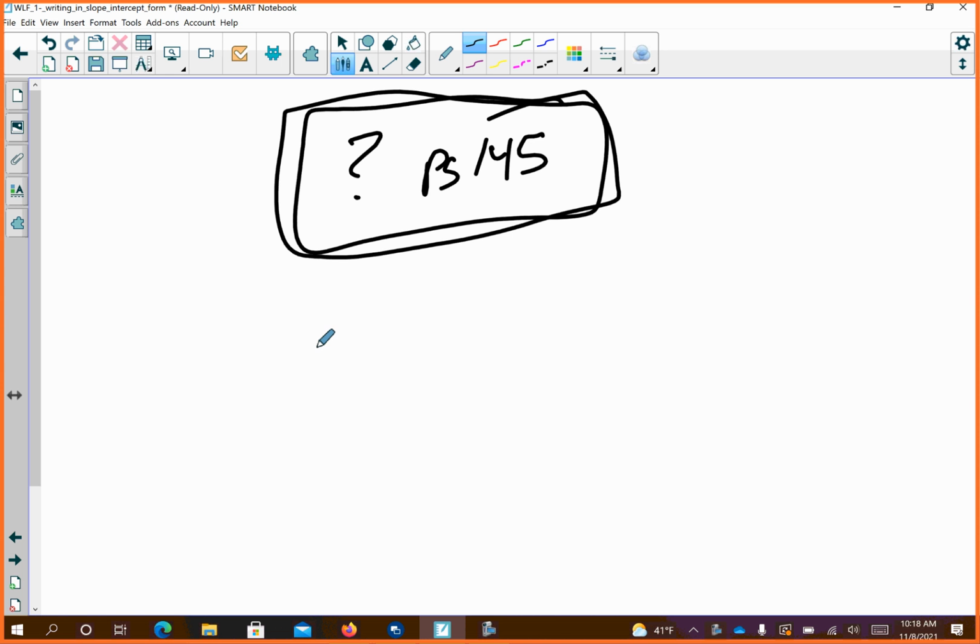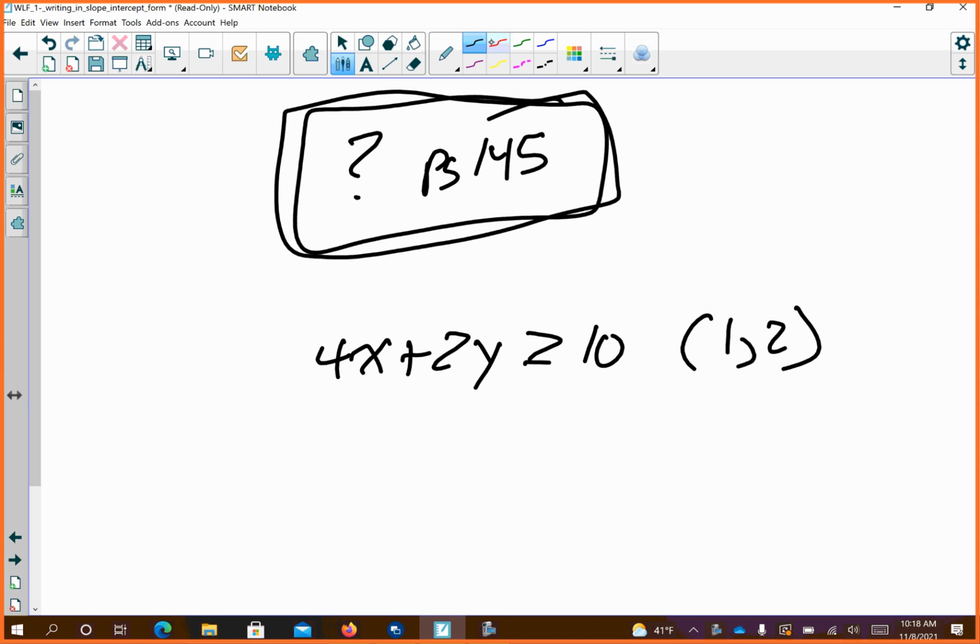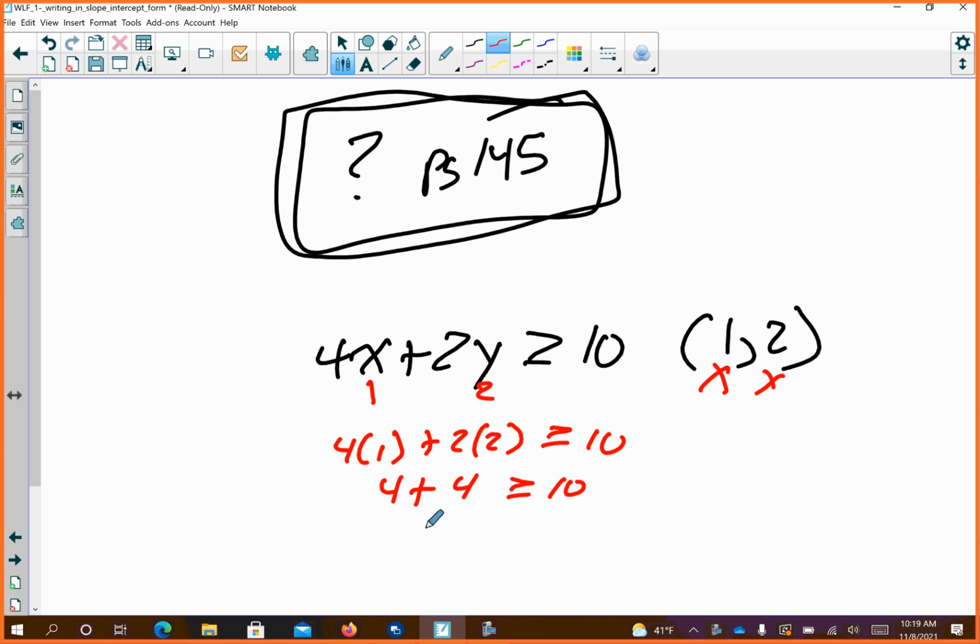For this, there's times where you might be given some equation, and they want to know if this is a solution. So what we have to do is realize that's x, that's y. Plug your x value and your y value in. So you get 4 times 1 plus 2 times 2. So I get 4 plus 4. Is that greater than 10? No, 8 is not greater than 10. This is false, so this is not a solution. Okay, so that's one thing that you might come across.